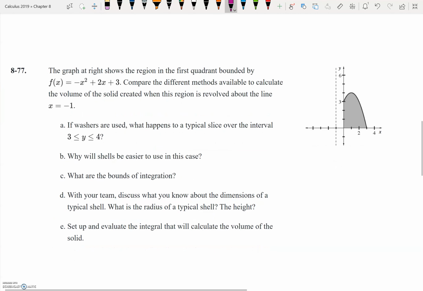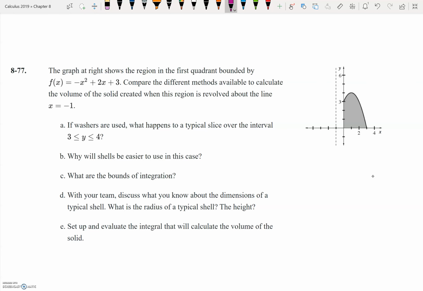Next, we're actually going to compare the two methods and see why one of them is going to be better than the other, considering the fact we'll have to do less work. Because you notice that the method we just did with shells only requires one integral. Now, what would happen? So once again, we've got an upside down parabola, and it's going from 0 to 3. But we're going to be rotating around the line x equals negative 1 this time.